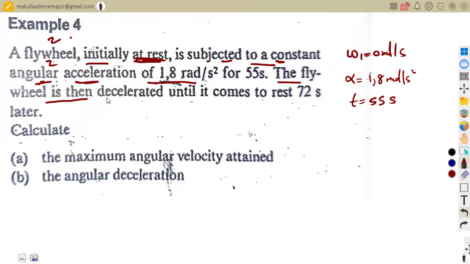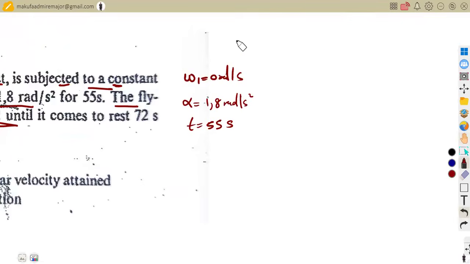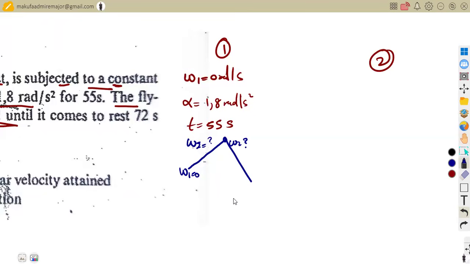The flywheel is then decelerated. So this is in phases: we have the first stage and the second stage. On the first stage, it was accelerating, going up, starting at omega1, which is 0, to a certain omega2, which we do not know. But once it reaches that speed, it starts to decelerate.